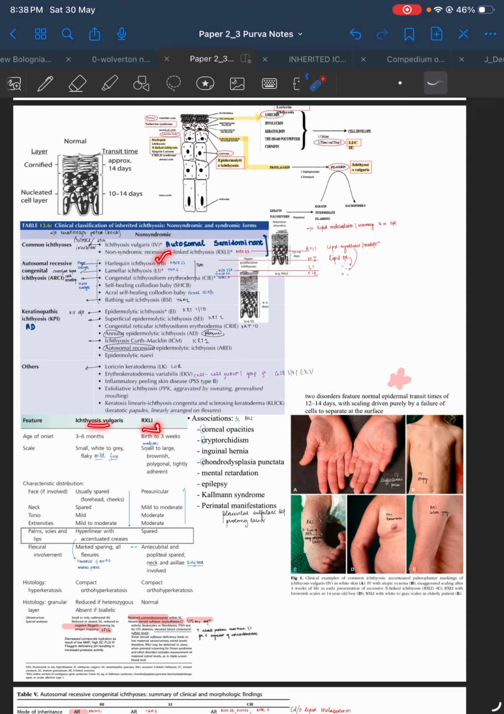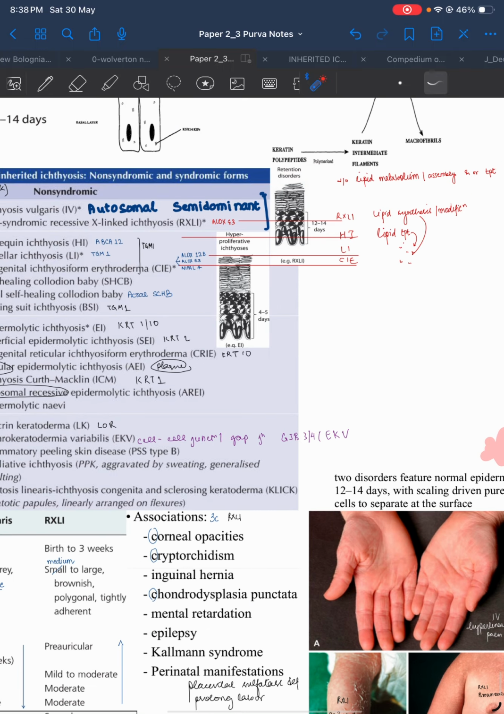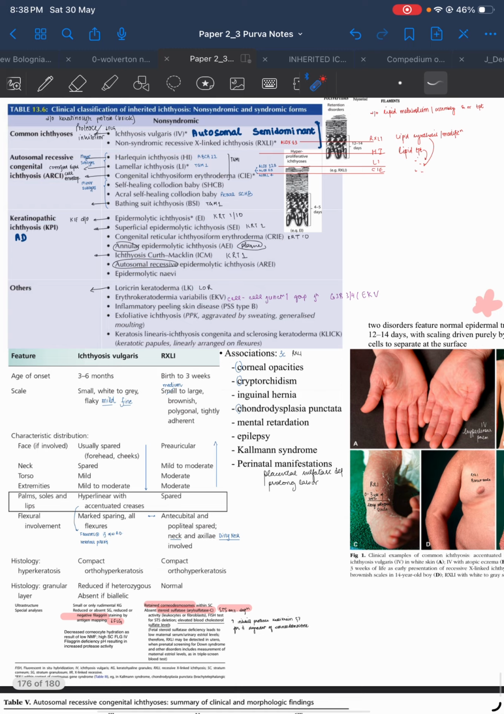These two are characterized by retention, which means that normally the epidermis is proliferating in 12 to 14 days, but there is retention of the stratum corneum. So it is a retention disorder. Now, the difference between the two is that RXLI is earlier onset, vulgaris is later onset, and it is more severe, with more medium to large brownish scales. Preauricular and neck involvement is there. Both have sparing of the flexures, which means the antecubital area is spared.